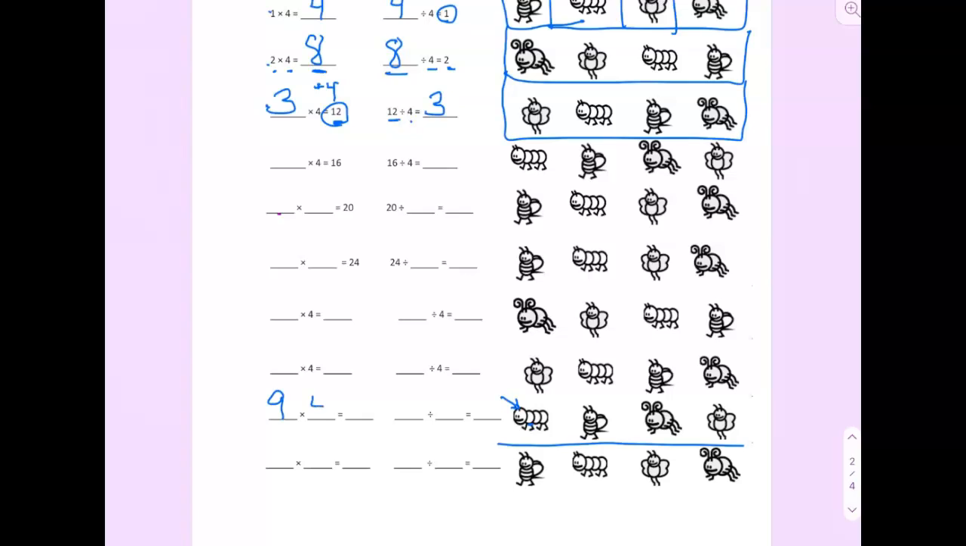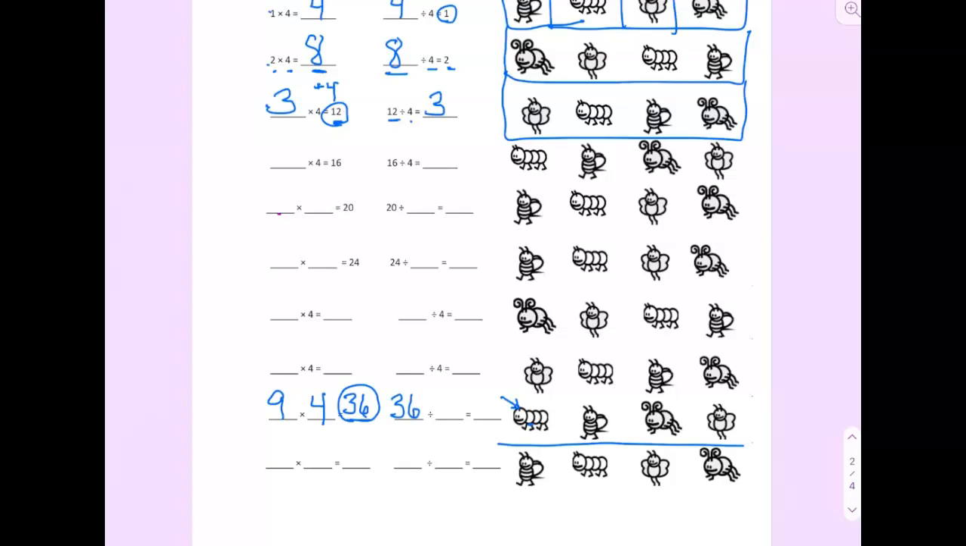Times, we still have 4 B's in a row. And then I want you to find the total. Skip count by 4s if you need to. Did you get 36? I hope so. Then we're going to start our division equation with the total that we have.